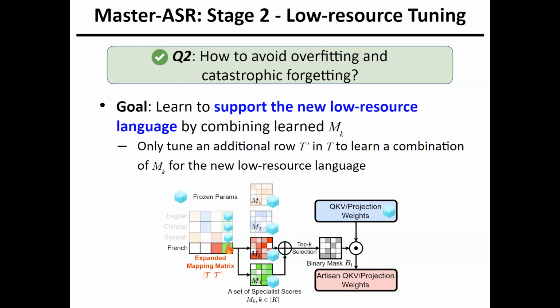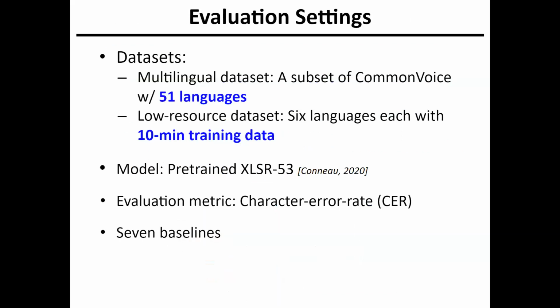frozen. We evaluate our proposed method on a multilingual dataset with 51 languages and a low-resource dataset consisting of 10 minutes of training data for each language. We use a pre-trained XLSR53 as our backbone model and use the character error rate as our evaluation metric.